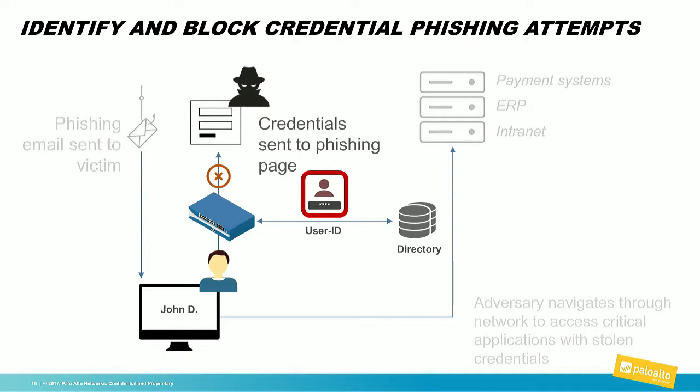Now, in this case, when the firewall sees web traffic with credentials going to an unrecognized website, the firewall takes advantage of our User-ID technology to compare that with the corporate credentials of the user. If there's a match, the firewall can be configured to alert or even drop that traffic to prevent the leakage of those valid corporate credentials.